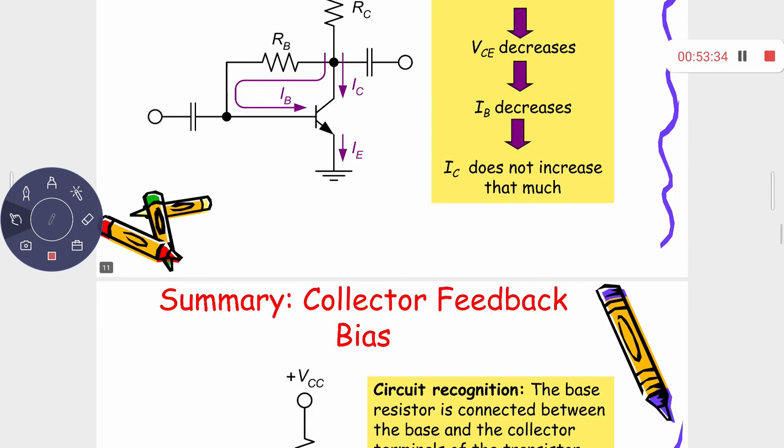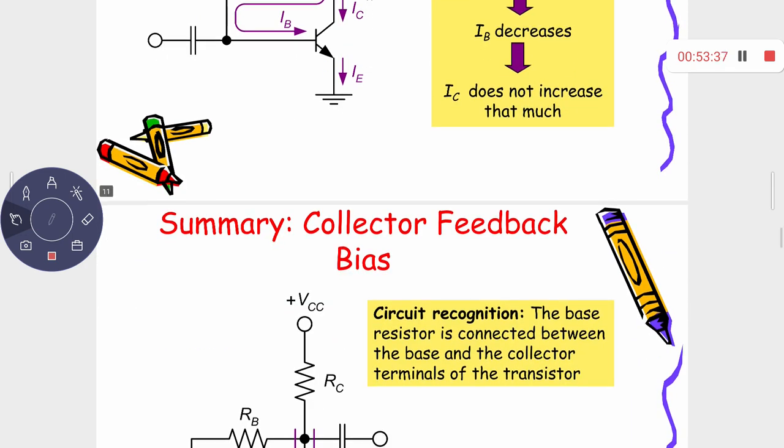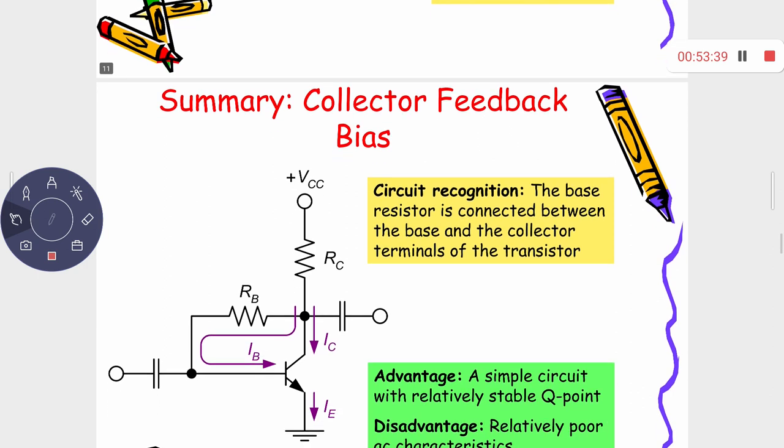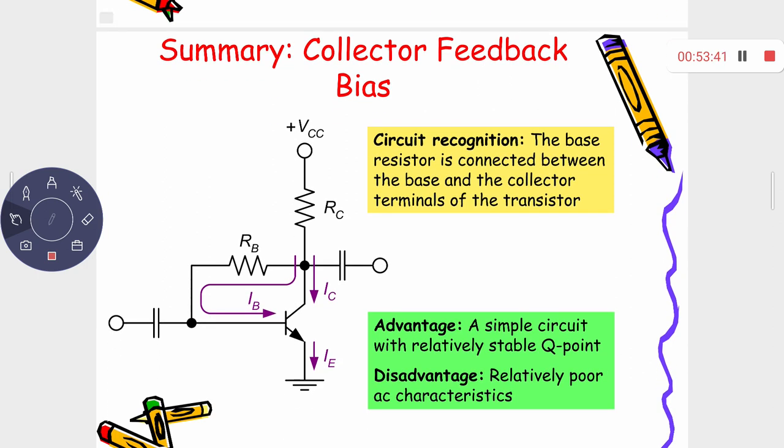So, the summary I have already mentioned: more stable, relatively poor AC characteristics. That part you might not understand right at this moment because we have not discussed anything regarding the AC characteristics or small signal analysis. We'll study this whenever we move to the AC analysis or feedback analysis.